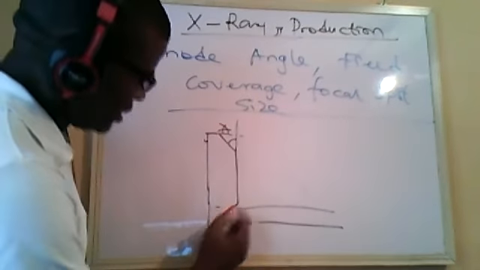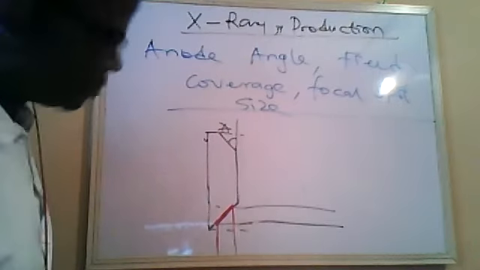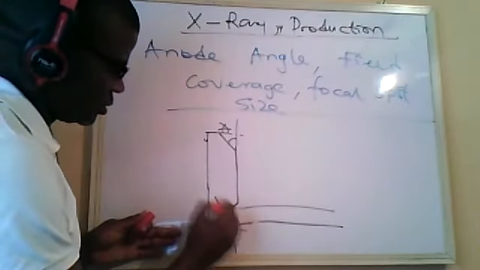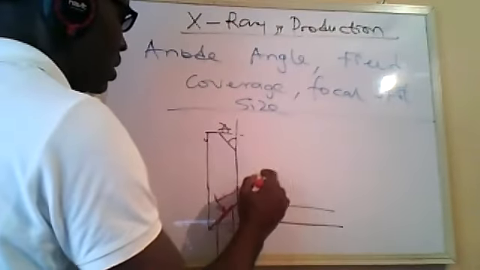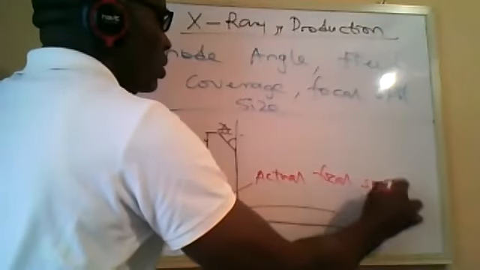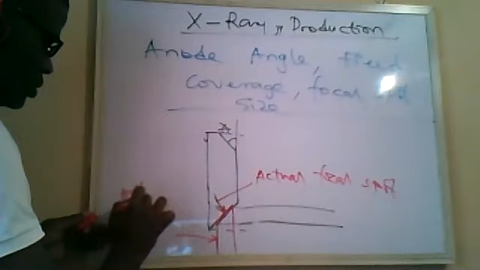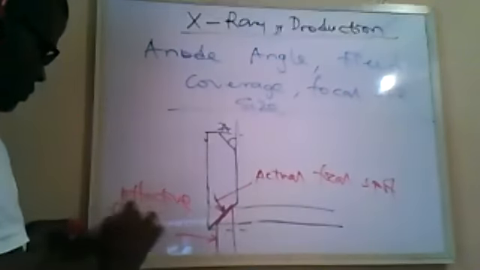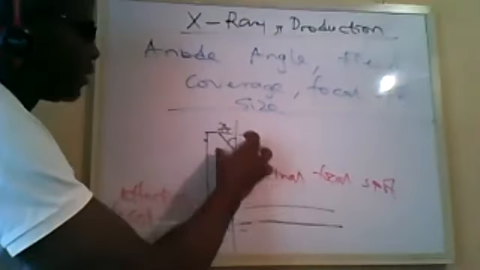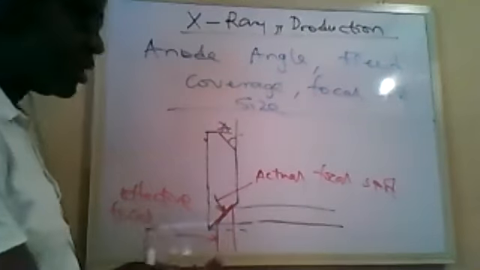So this is the actual focal spot. This is the actual focal spot. But this is the effective focal spot. Effective focal spot. So the angle of the angulation of the anode has some things we are going to see on the effective focal spot.